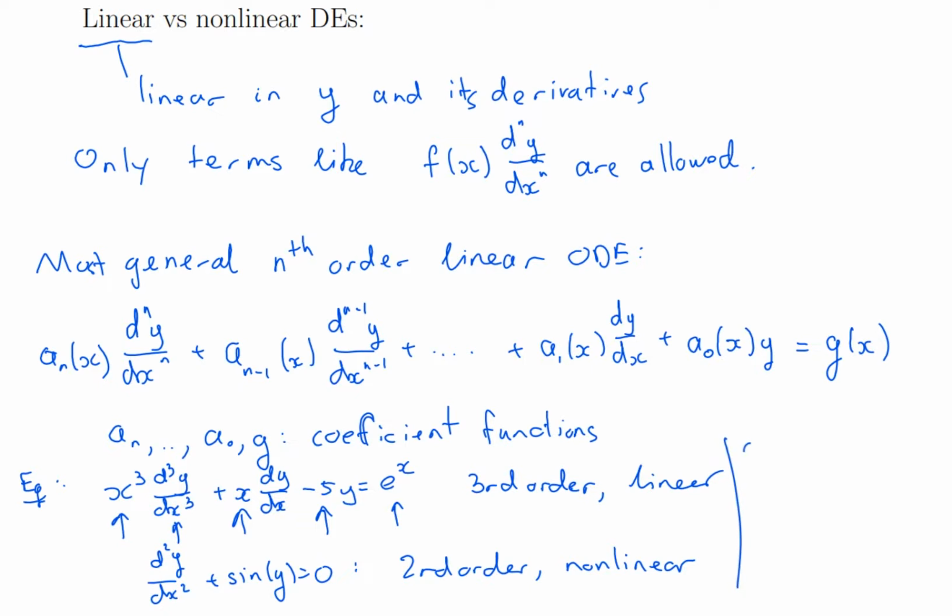Another example, 1 minus y dy dx plus 2y equals e to the x. Looks a little bit similar to the last one. It's a first order equation. It's just got first derivatives. But you see this problem term here, the unknown function y times its derivative, that's the nonlinear term.